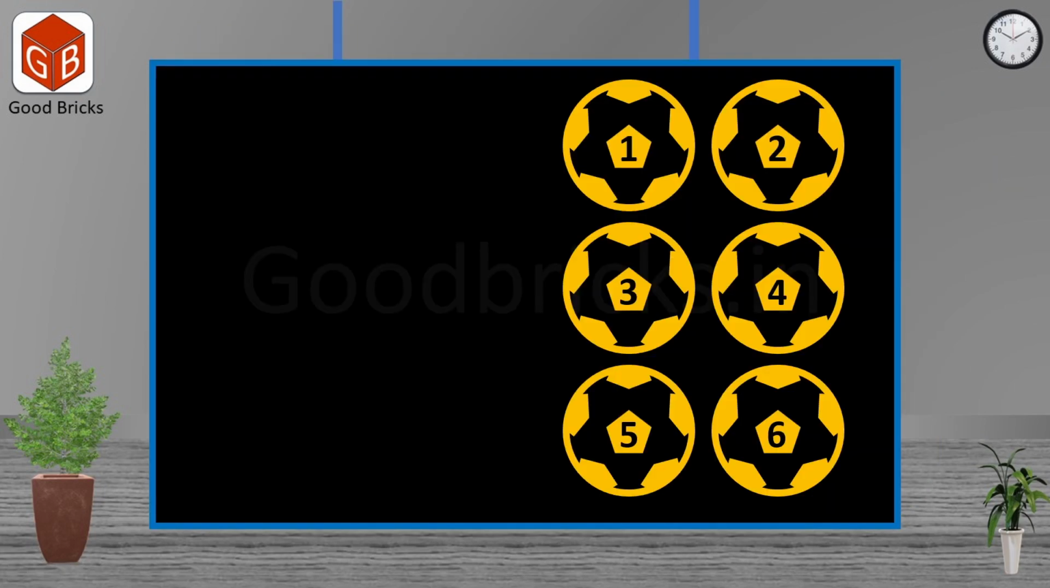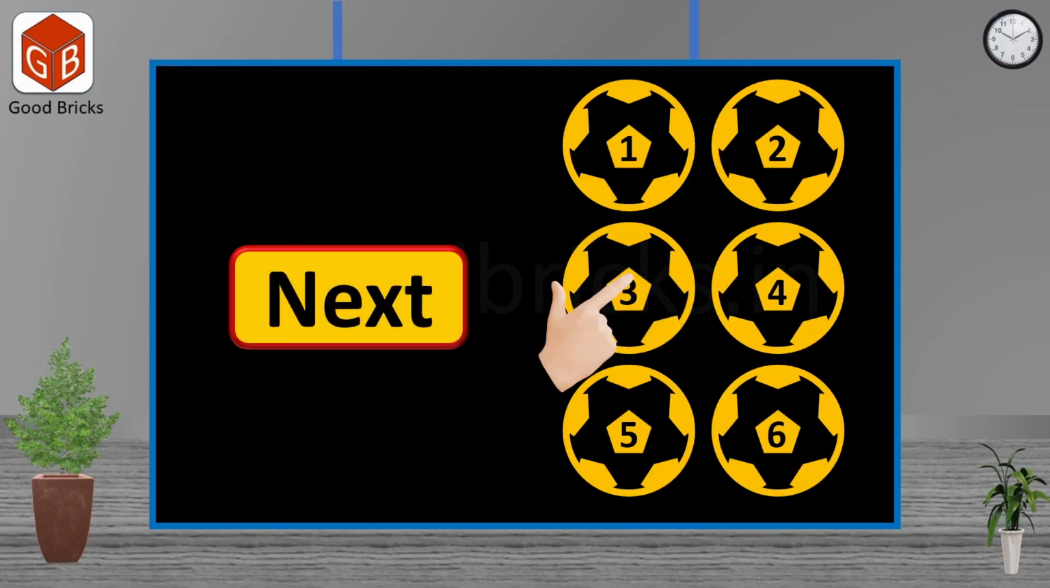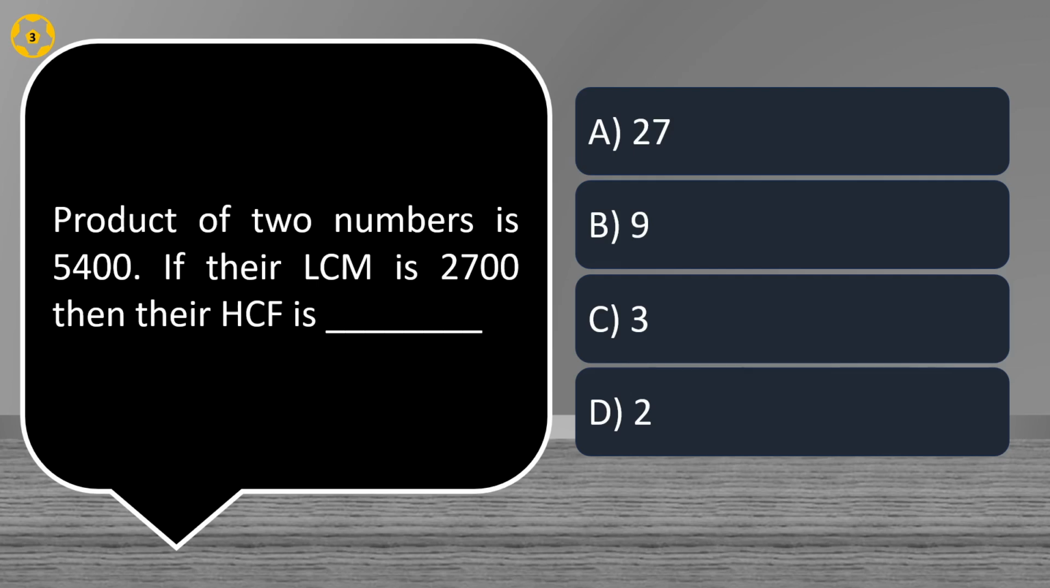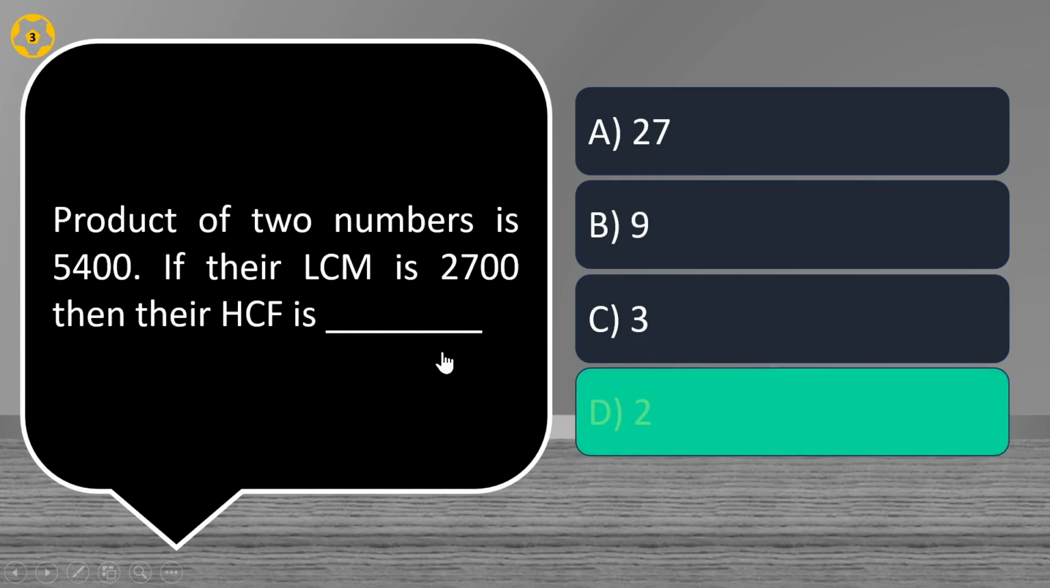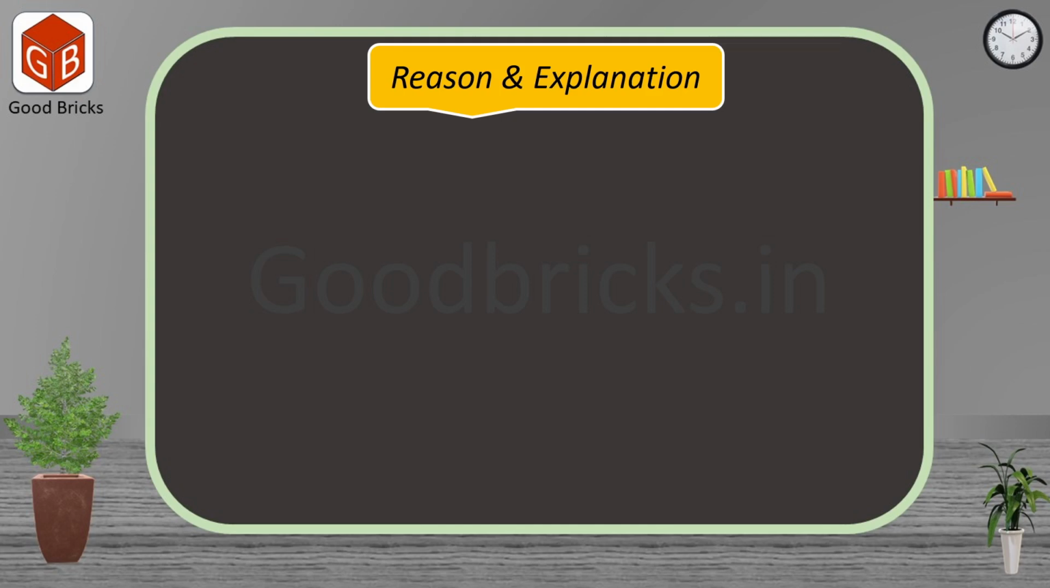Our next question is, and let us see the third question. Product of two numbers is 5400. If their LCM is 2700, then their HCF is dash. And the answer is, and let us check why and how it is correct. See here on the screen. We know that LCM into HCF of two numbers is equal to product of those two numbers.